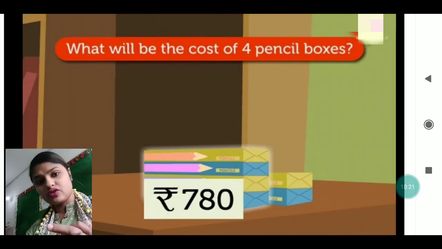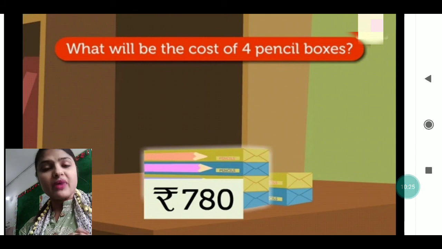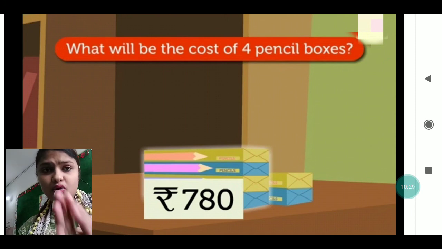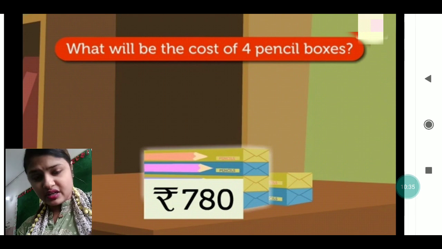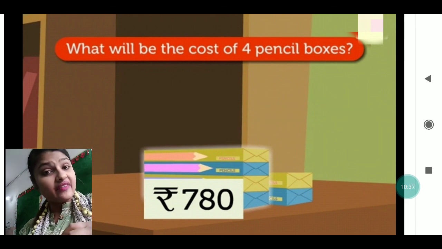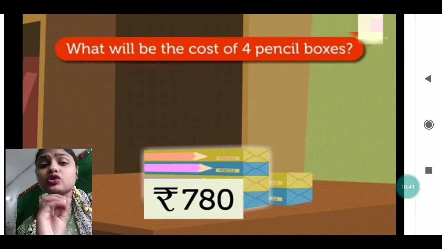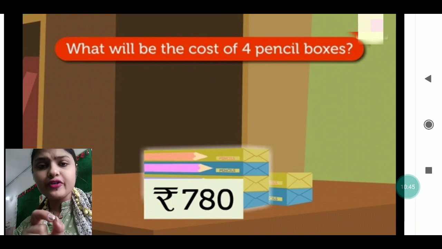In the same way, this question is also given: what will be the cost of 4 pencil boxes? You can see there are pencil boxes given. The cost of 6 pencil boxes, I think 1, 2, 3, 4, 5, 6, you can count, is 780 rupees. You have to find the cost of 4 pencil boxes. So for finding that, first you have to know the cost of one particular pencil box.